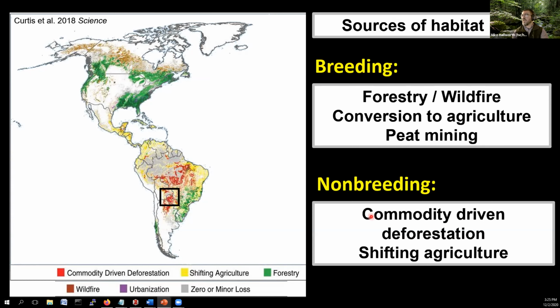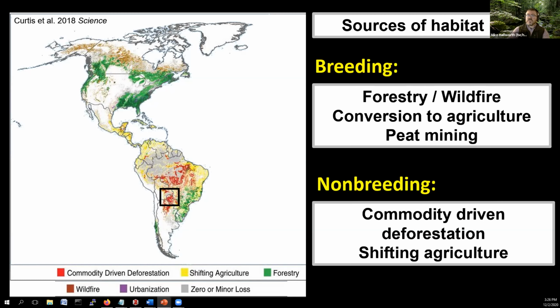In South America, there's a lot of deforestation, and it's primarily commodity-driven deforestation and shifting agriculture. And then now in previous, this was a 2018 paper, and then in the previous couple of years, there's been a lot of wildfire in this region too. So that's important to note.